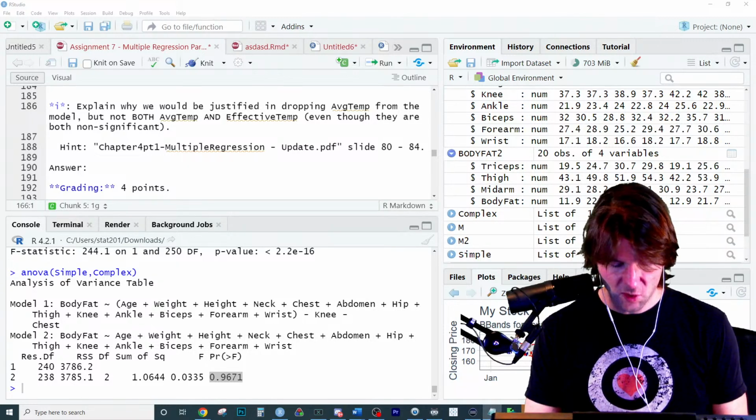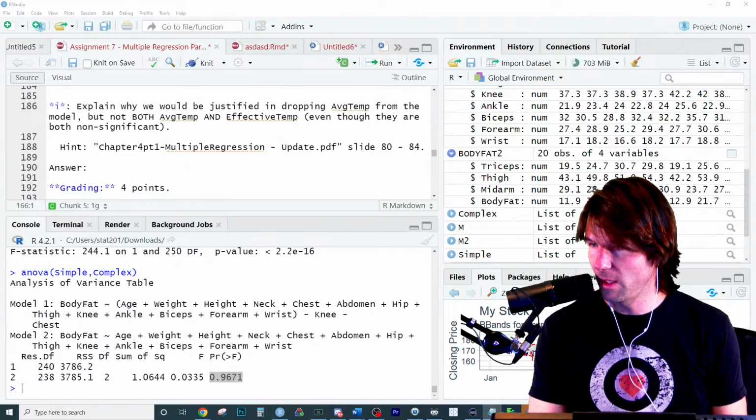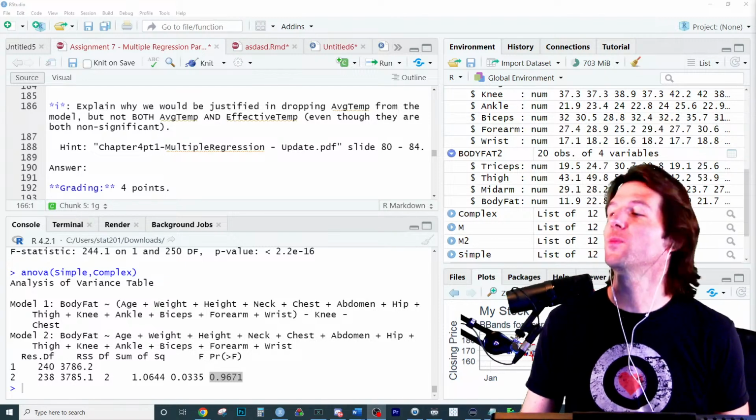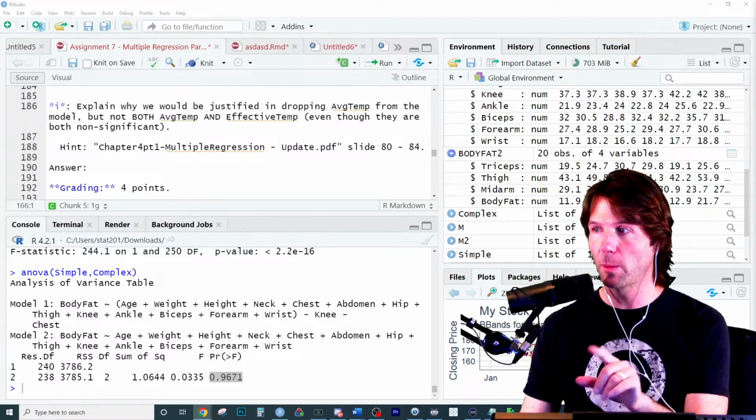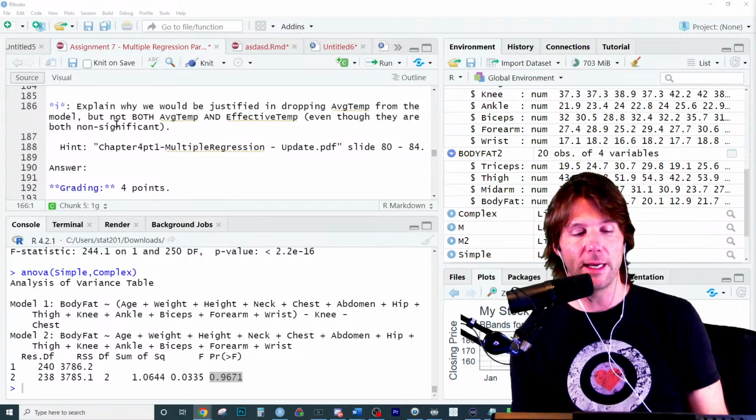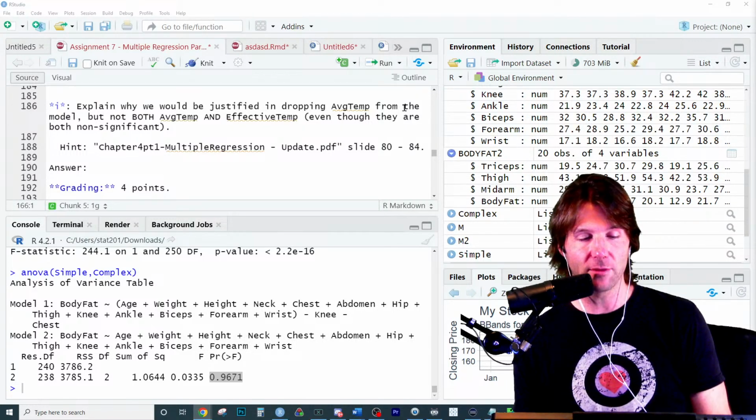Justification of removing. So I think this kind of has it, right, Meath? This is part I, which is also a partial F. If you're wondering and watching this, please check out what we just talked about. Let's see if it covers it. Explain why we would be justified in dropping average temp from the model, but not both these right here.